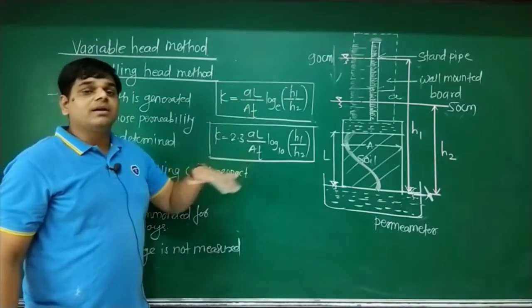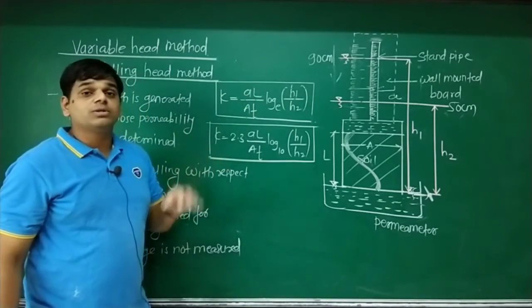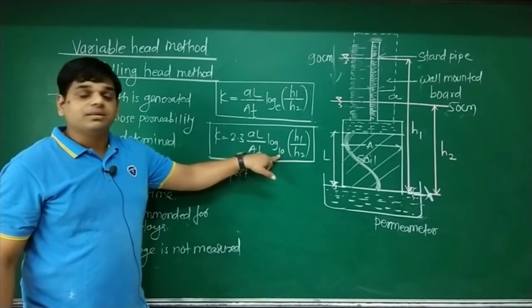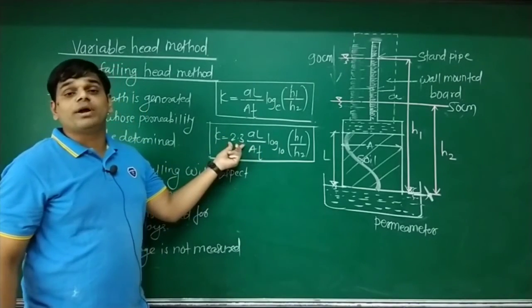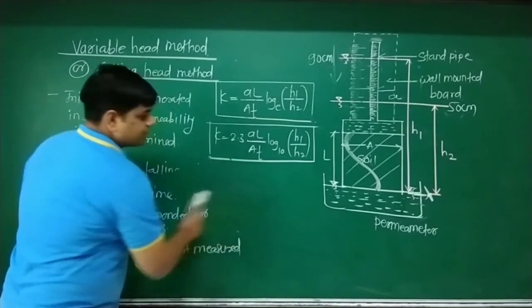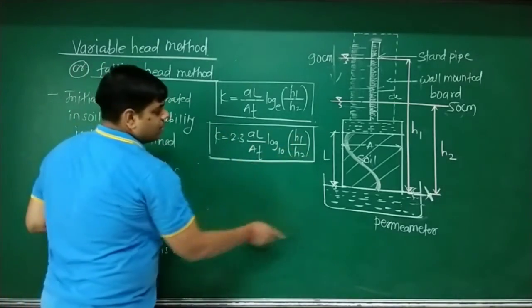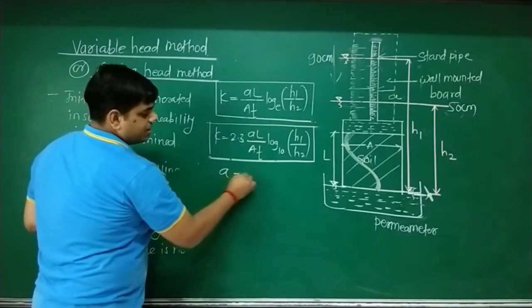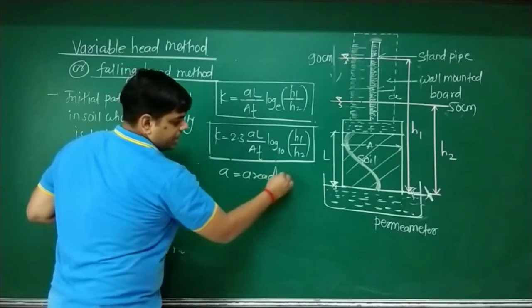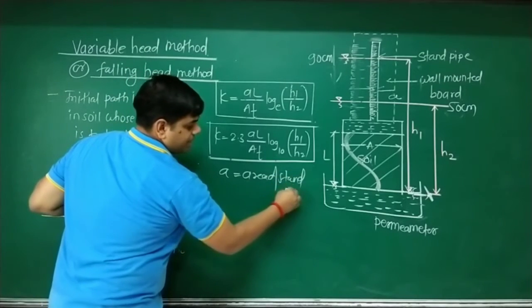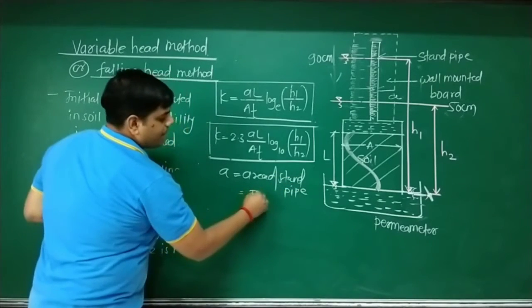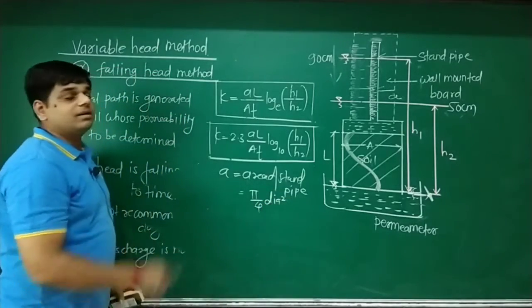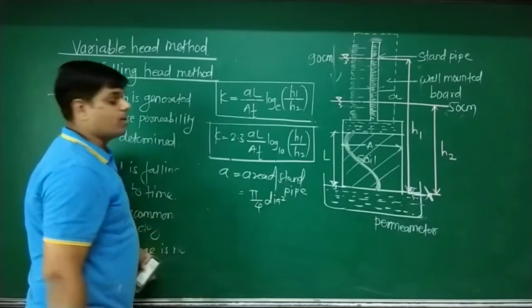The same formula we can arrange in terms of log to the base 10. Here base e, now base 10. When we use base 10, the multiplying factor we use is 2.3. In this expression, the terms are the same. Only change is log to the base e becomes log to the base 10. What is small a here? Area of standpipe. How to get this value? Pi by 4 into diameter square. Which diameter? Diameter of the standpipe, which is always given in the problem.